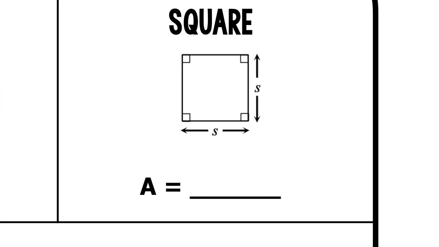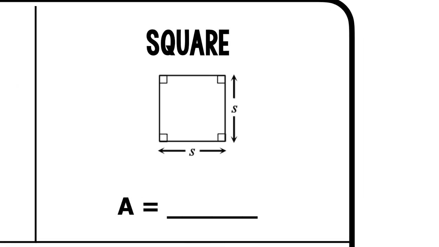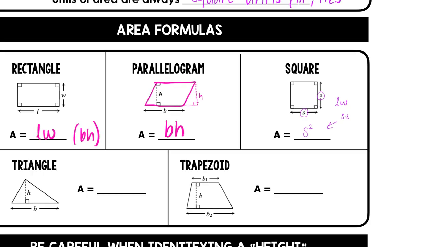The area of a square, a square is basically a rectangle, so it's still length times width. However, with a square, the sides are equal. So a lot of times you'll see the formula looking like this, side squared. That's because side times side would be side squared. But it's still the same. It's just length times width or base times height.